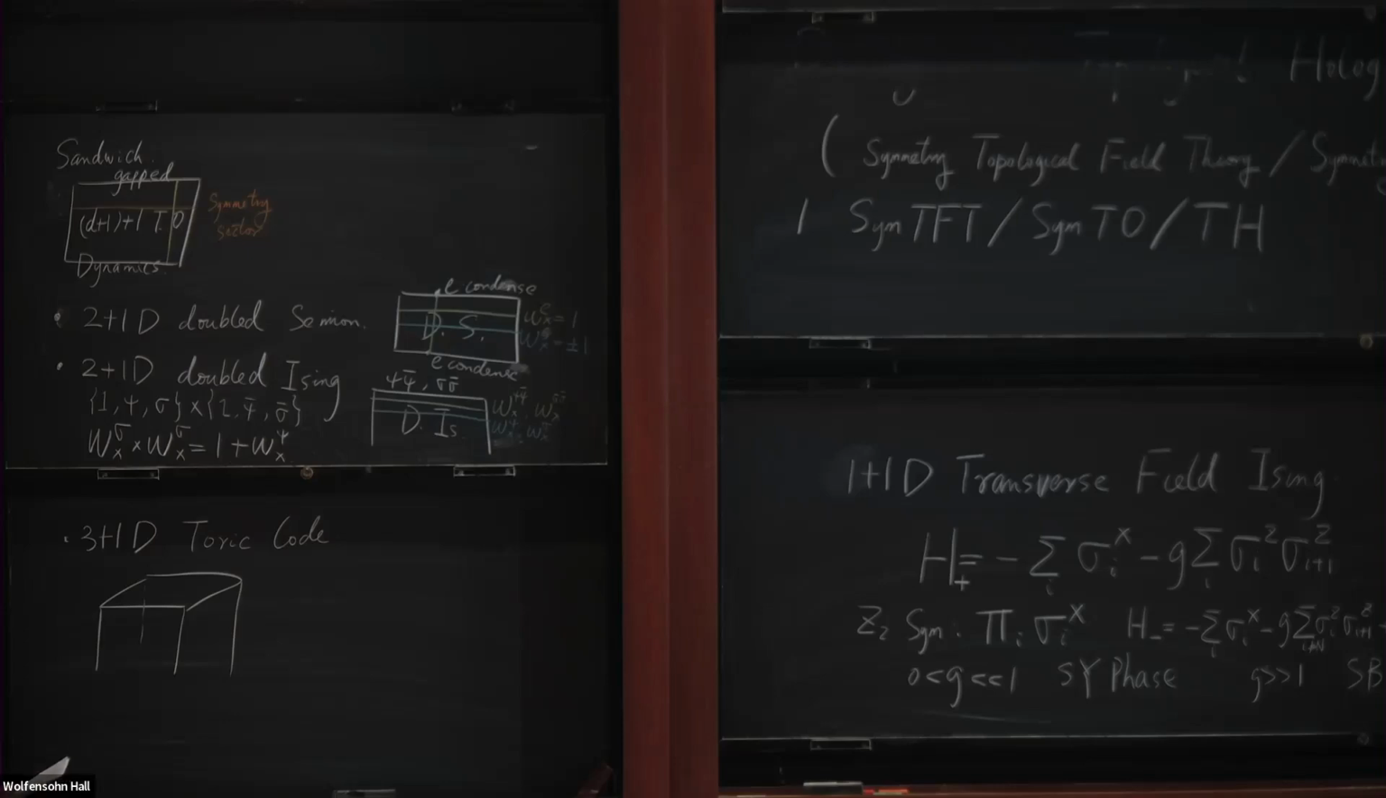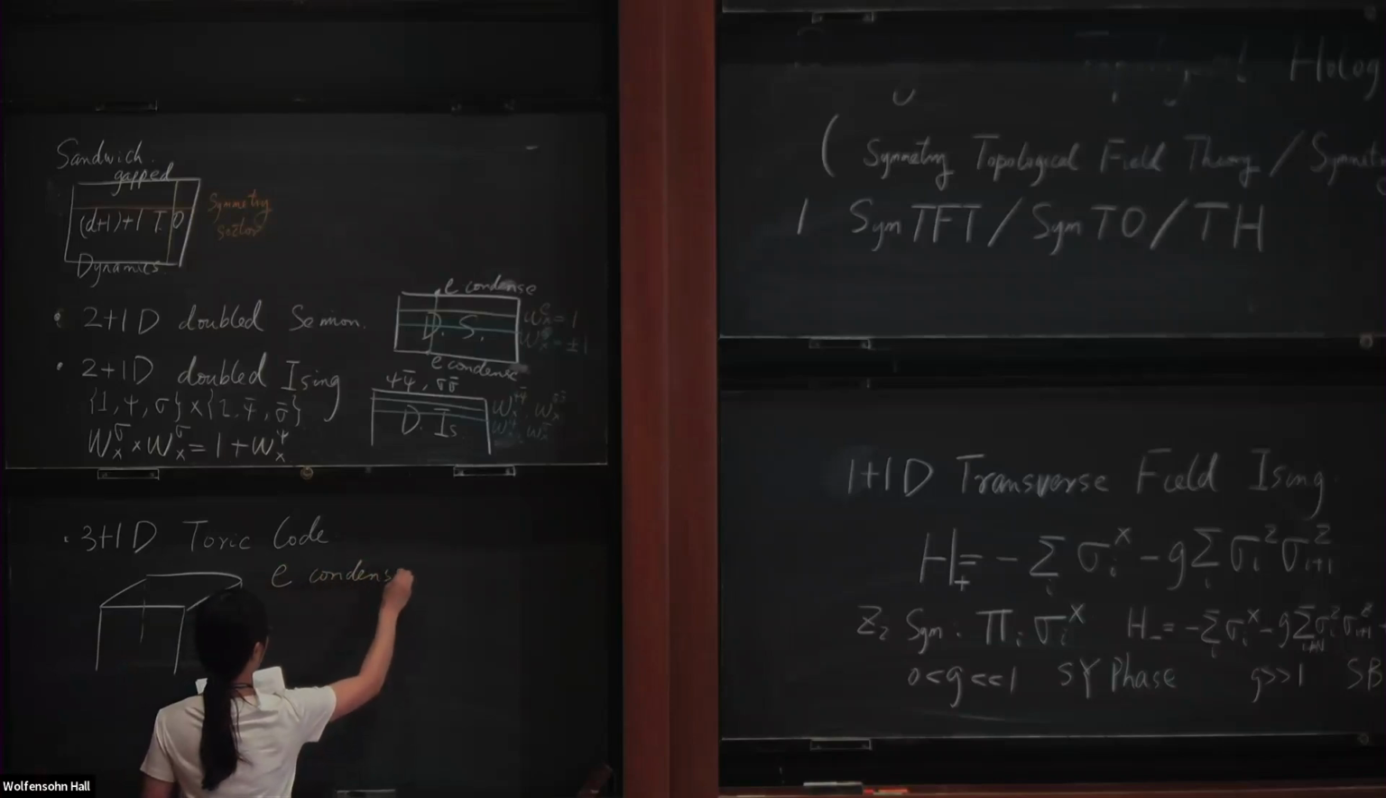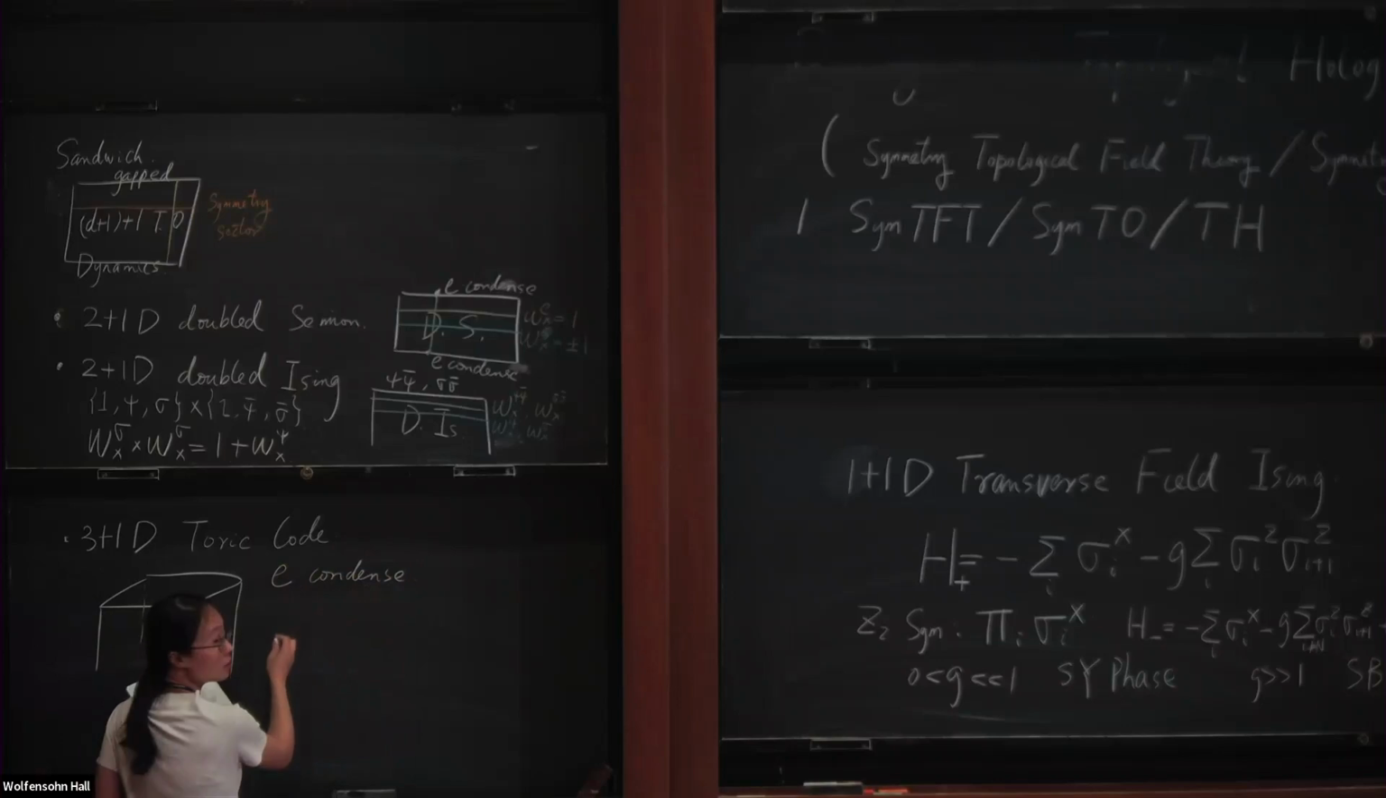Okay, so 3+1D toric code. This is also a well-known topological order, a Z2 gauge theory in the bulk with bosonic charges and flux loops. There's a lot of study about the boundary as well, and there are multiple ways to gap out the top boundary. Most famously, there are the rough and smooth boundaries, where the rough boundary corresponds to the gauge charge condensing, and the smooth boundary corresponds to the gauge flux condensing.